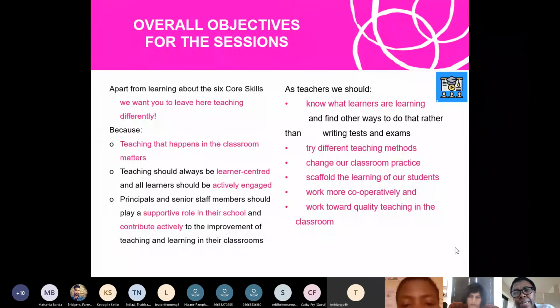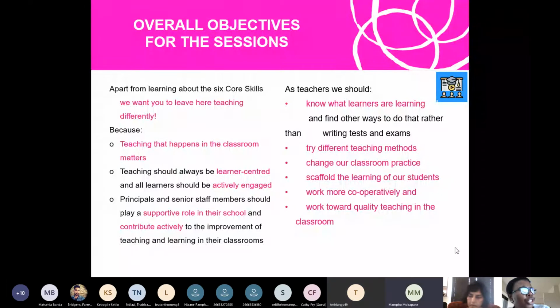And most importantly, as teachers, we need to know what the learners are learning. So somehow we look at how to assess for learning, and we'll try to find out what to do rather than writing tests and examinations. So we'll be trying different teaching methods, change our classroom practice, scaffold the learning of our students, work more cooperatively, and work towards quality teaching in the classroom.